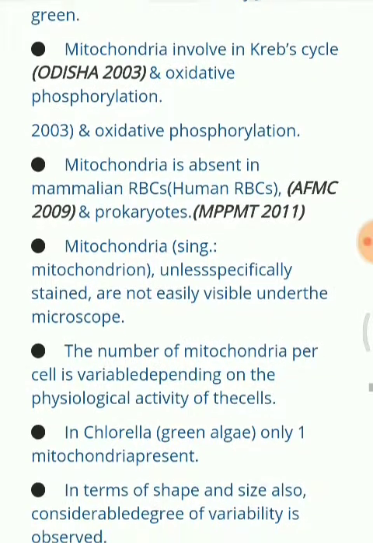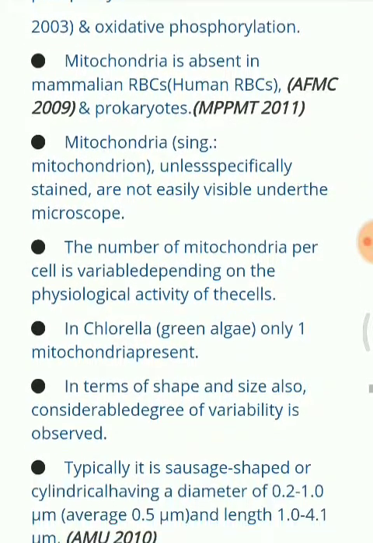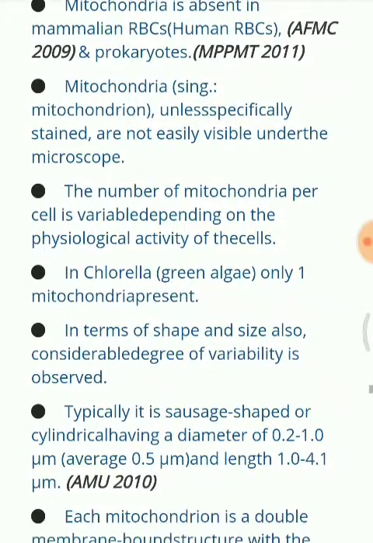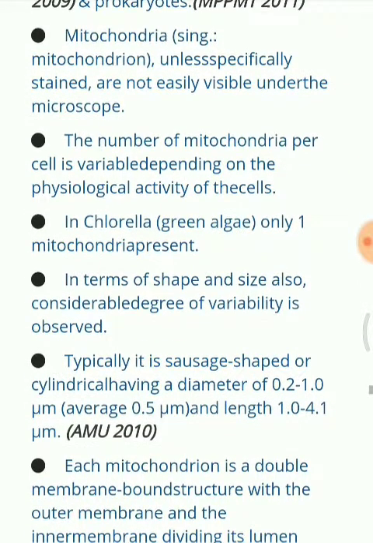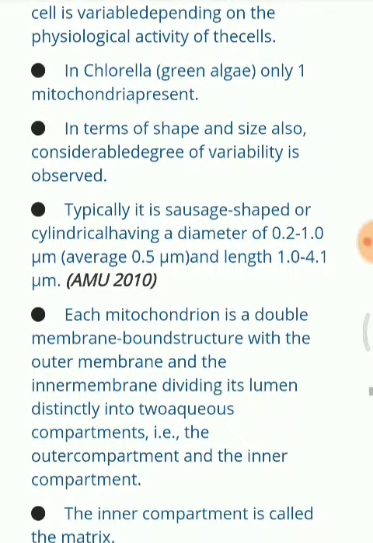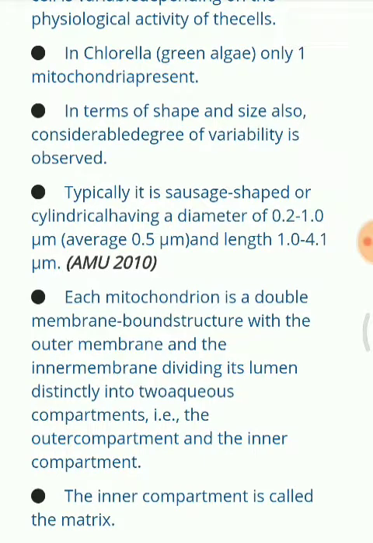Mitochondria, singular mitochondrion, unless specifically stained, are not easily visible under the microscope. The number of mitochondria per cell varies depending on the physiological activities of the cell. In Chlorella, a green alga, only one mitochondrion is present. In terms of shape and size, there is also considerable variability. Typically, it is sausage-shaped or cylindrical, having a diameter of 0.2 to 1 micrometer, average 0.5 micrometer, and length 1 to 4.1 micrometer.